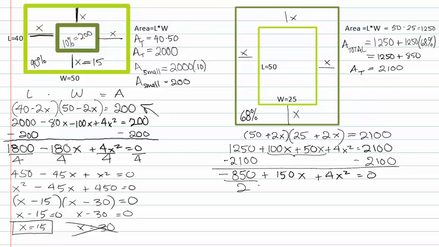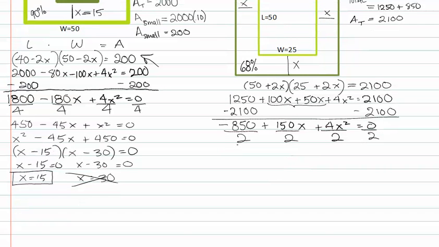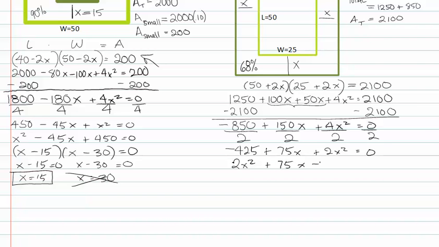I can divide everything by 2 to simplify my equation a little bit before I factor it. And this gives me negative 425 plus 75x plus 2x squared is equal to 0. Rewriting in order of descending exponents gives me something that's easier to factor.